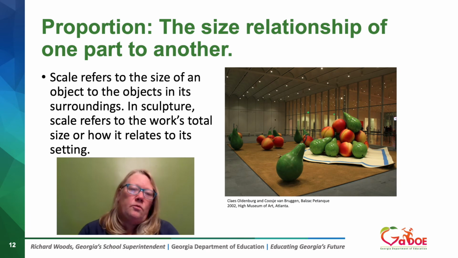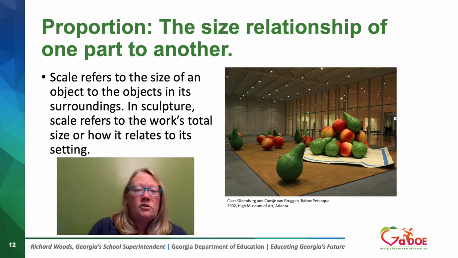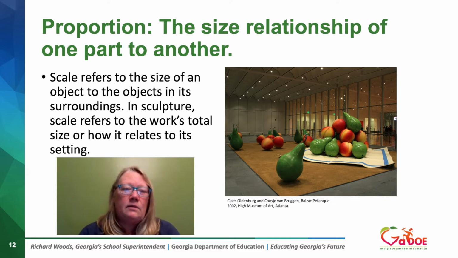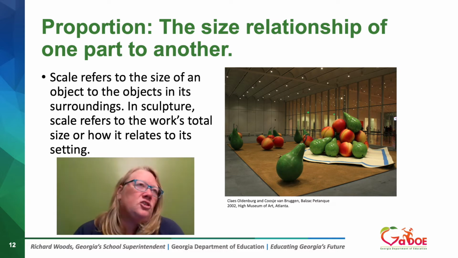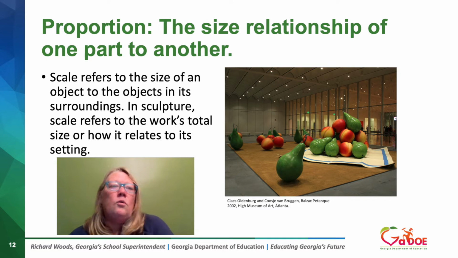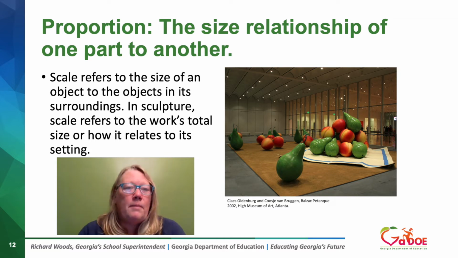Proportion is a really good one, especially if you also reference scale. We know that proportion is a size relationship of one part of a sculpture to another part in that same work. But often, especially with public works, we talk about the scale of the work in reference to its surroundings.